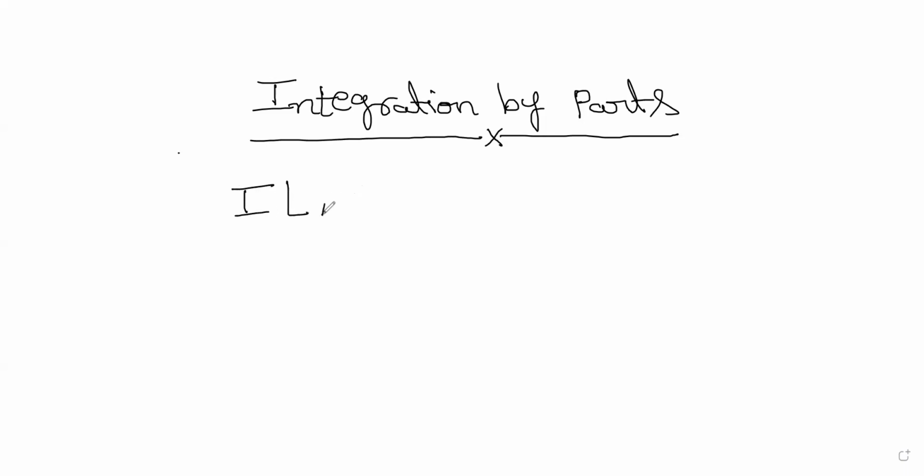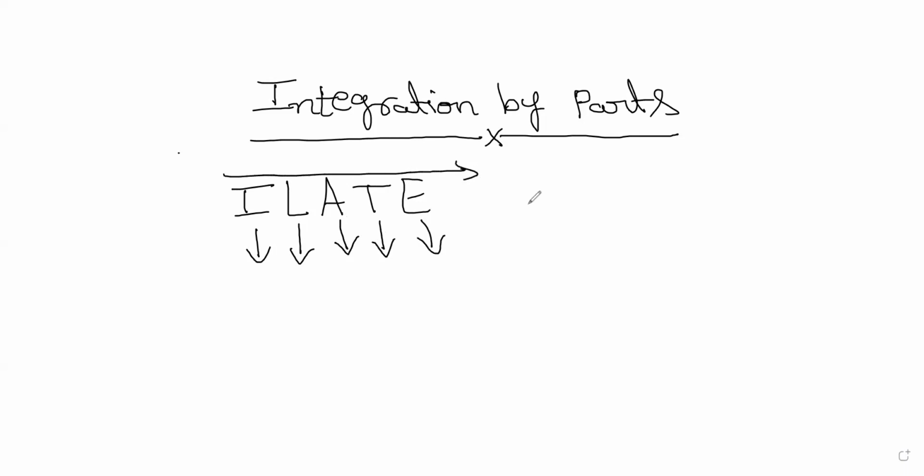There's something called IITJEE. I stands for the inverse trigonometric functions, L stands for the logarithmic, A for algebraic, T for trigonometric, and E for exponential. So this is the way you choose the first function and the second function.